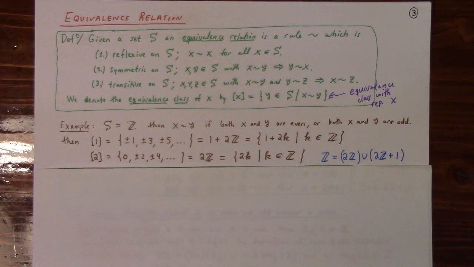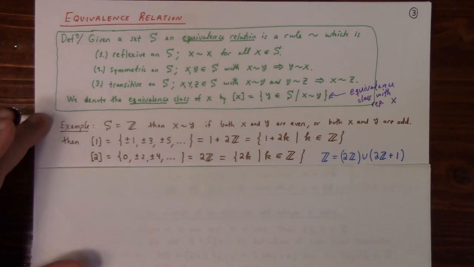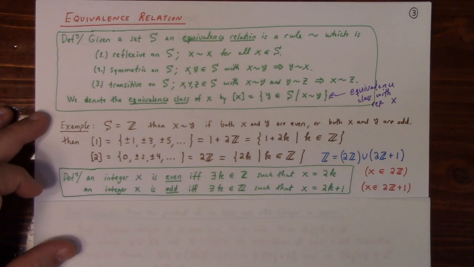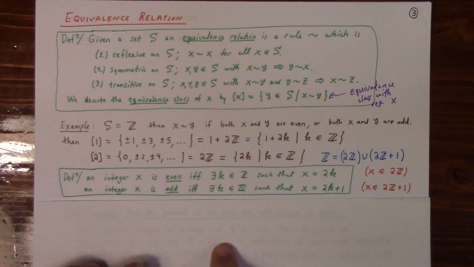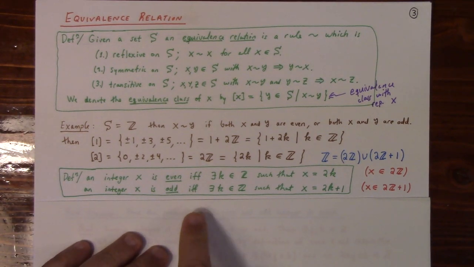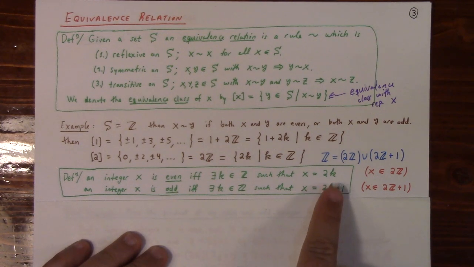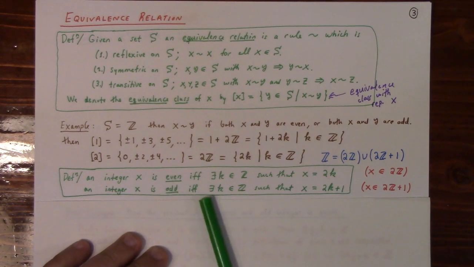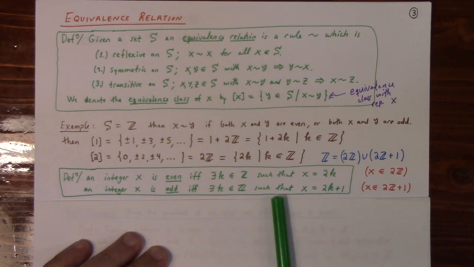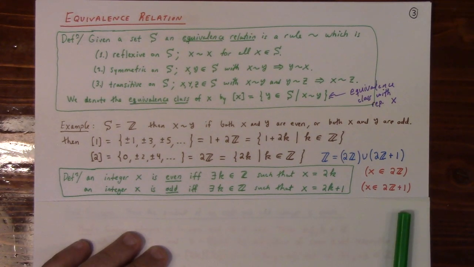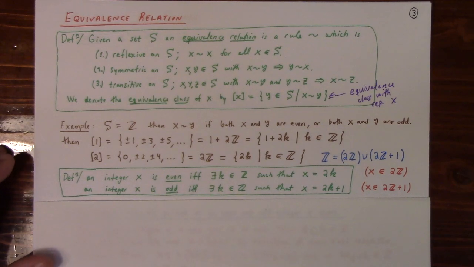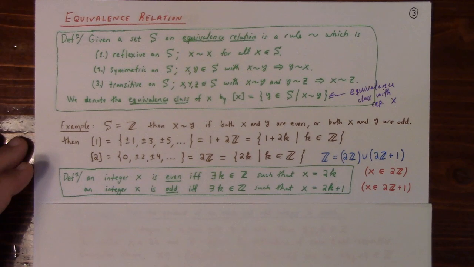It's a partition. This is important, so we should make a definition. An integer x is even if there exists another integer k such that x is equal to 2k. An integer x is odd if and only if, this is what iff means, there exists k in the integers such that x is equal to 2k plus 1. So we need to know these definitions. I'm going to ask you to prove some things with those definitions. You must use those definitions for such proofs.